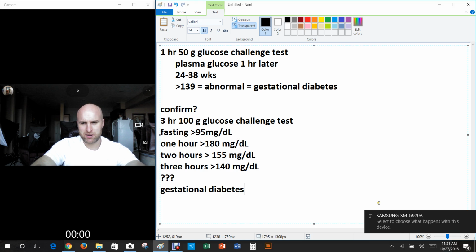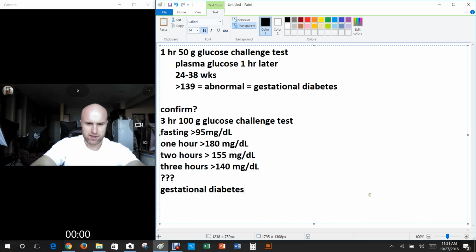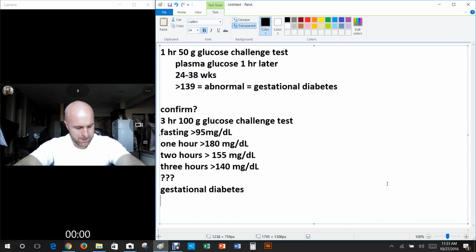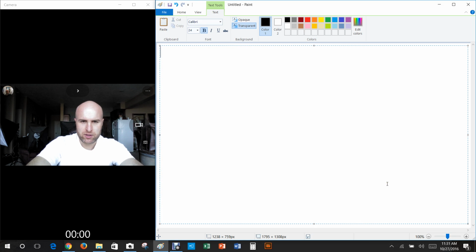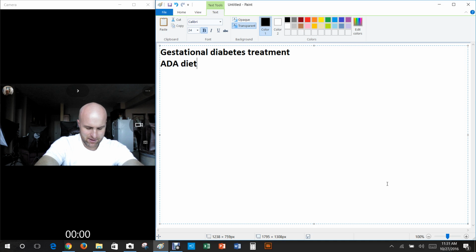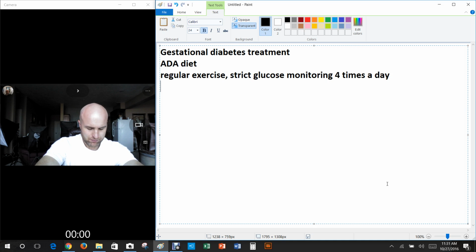So what about treatment? What do we do for treatment for this? Treatment is pretty straightforward. With the mother, we're going to start on a gestational diabetes treatment. It's going to be something called the ADA diet. Okay? Consists of regular exercise, strict glucose monitoring 4 times a day. So they want to keep tight maternal glucose control.